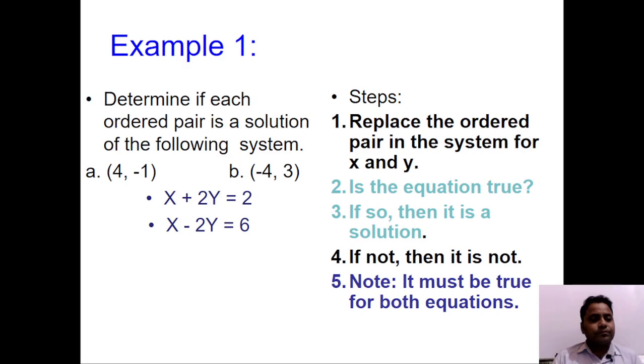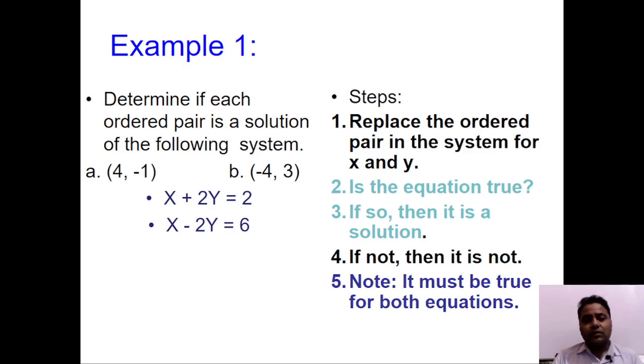Like, if we solve x plus 2y equals 2 and x minus 2y equals 6, so here we can see, to solve both the equations we have to eliminate x in both the equations or y in both the equations, or we can also find the value of x in terms of y or the value of y in terms of x, and by substituting the values of x or y in the second equation, then we can easily solve for x and y.